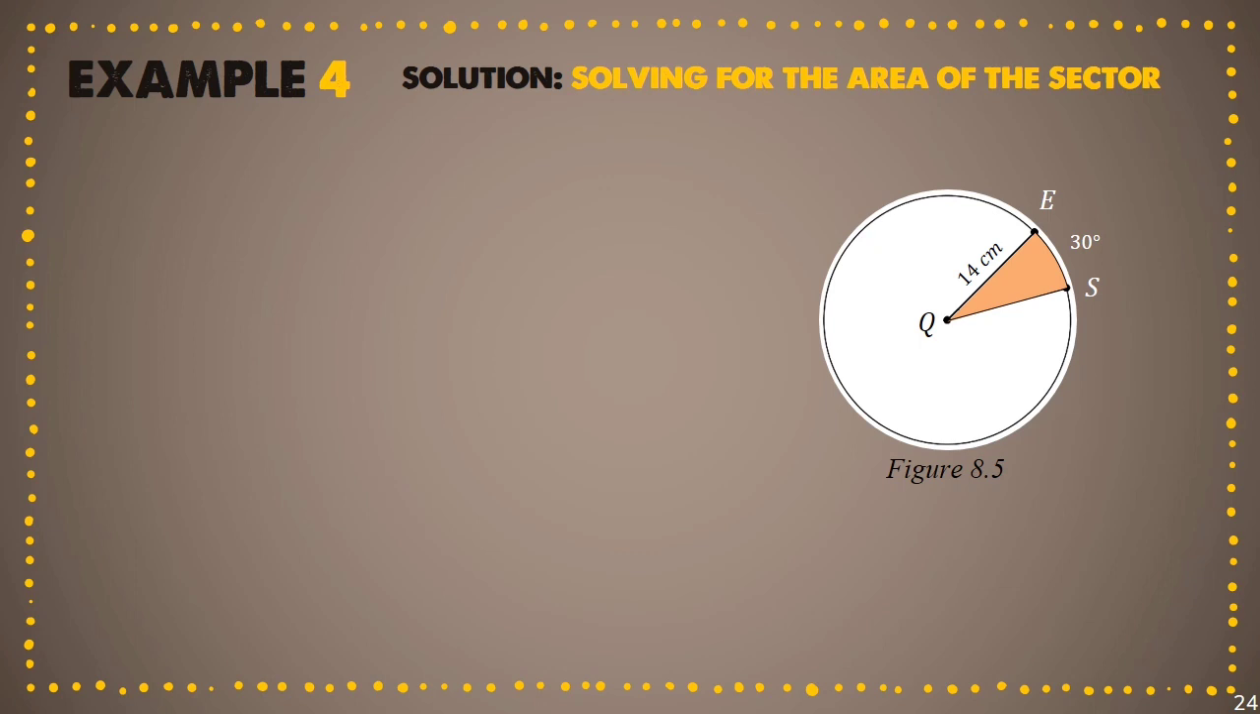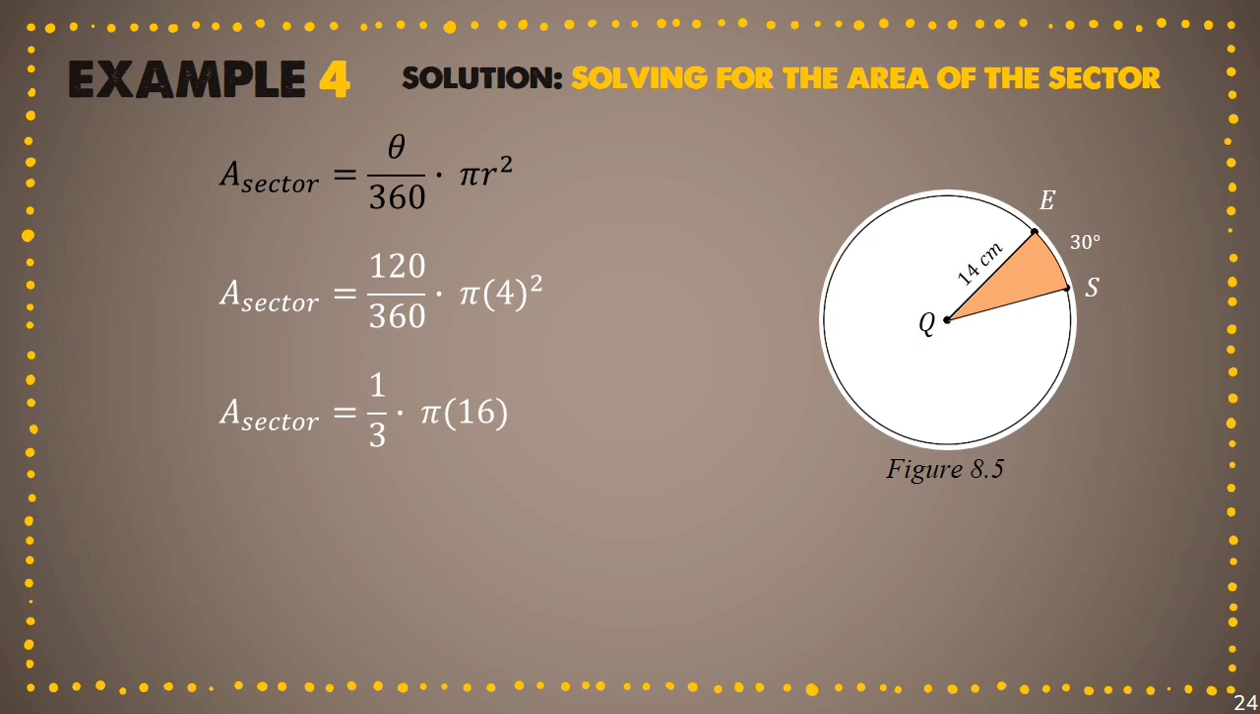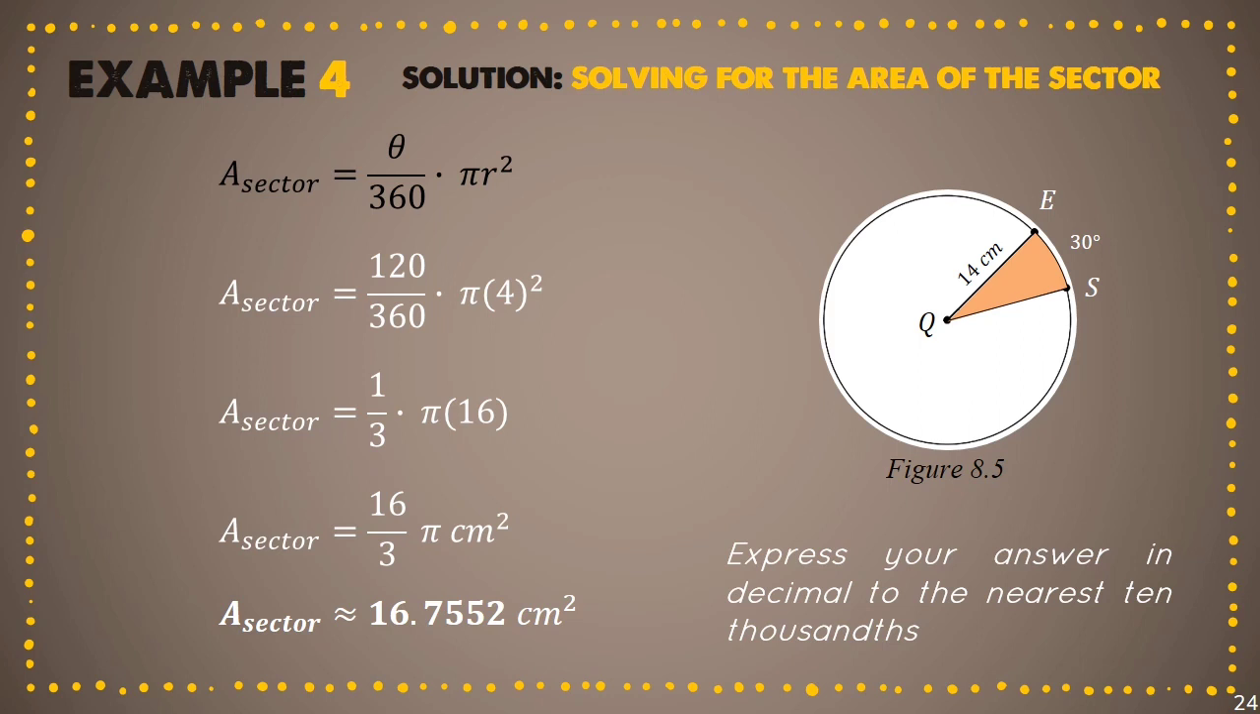For step 1, we have the area of the sector. Substituting all the given values, we will have the area of the sector equal to 120 degrees over 360 times pi times 4 squared. Simplifying the right side of the equation, it will become 1/3 times pi times 16, which can be multiplied further into 16 over 3 pi square centimeters, which is approximately equal to 16.7552 square centimeters. Take note to express your answer in decimal to the nearest 10,000ths to get a more accurate answer.